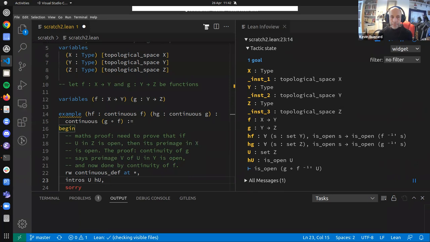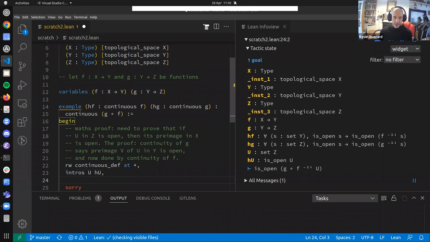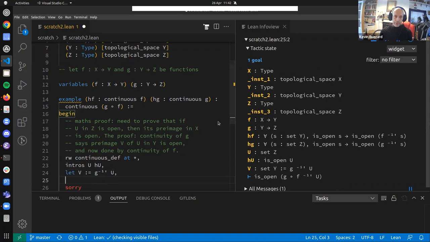And so let's define V. Let's let V be the pre-image of U. So now V is defined to be the pre-image of U. And now I claim that V is open. have HV : IsOpen V. So there you go.